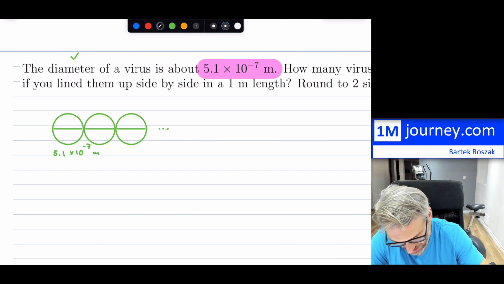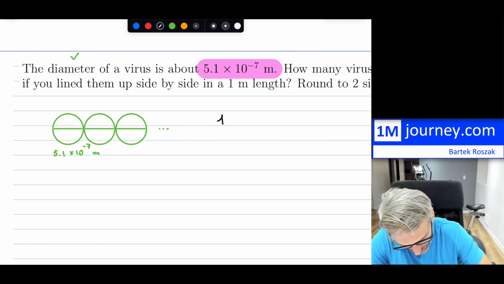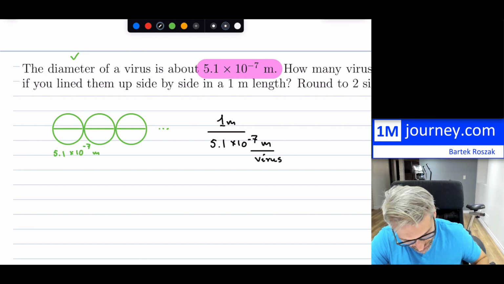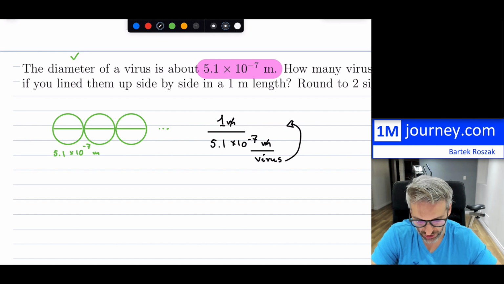Well, what this would say is that we are covering 1 meter. And now we're going to be dividing this by 5.1 times 10 to the negative 7 meters per 1 virus. And now notice that the meters will cancel and the virus will go up on top as your unit. This will just tell you how many virus strands you would actually have.